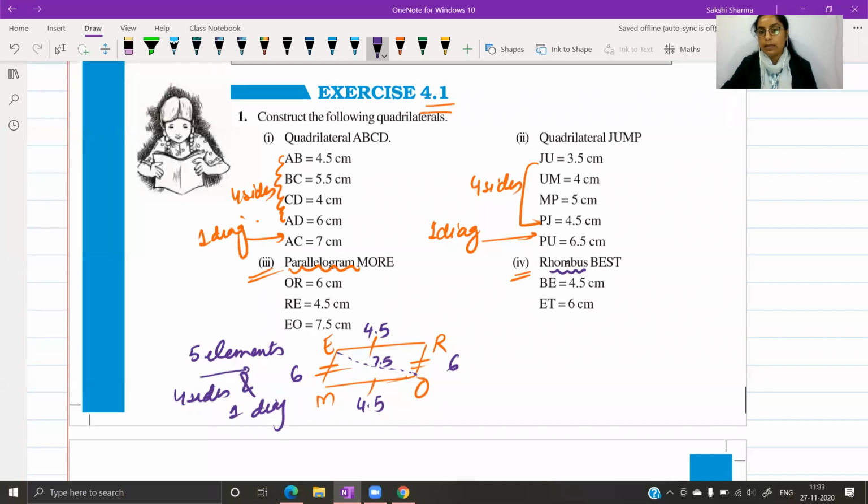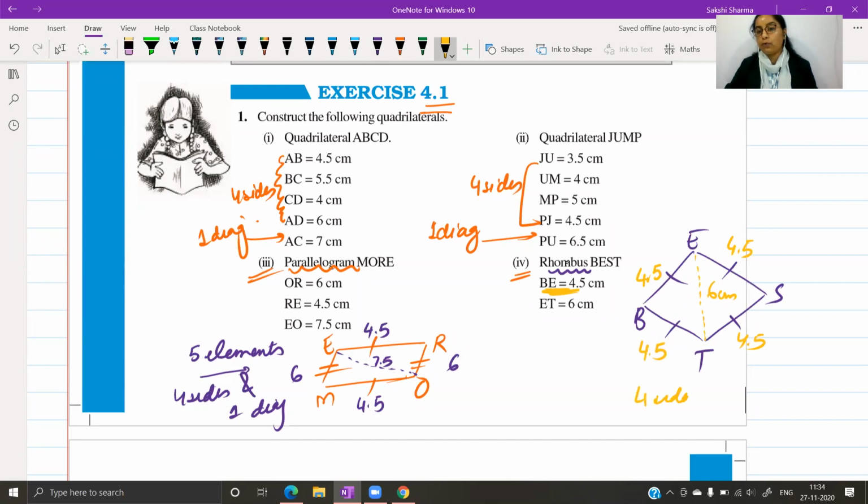Same way, in the last part, you have been given a rhombus. So the property of a rhombus is that all 4 sides are equal. Let's name it BEST and see what's given. I was given BE equals 4.5. That means the other 3 sides will also be 4.5. And ET, this diagonal, is 6 centimeters. Again, I have 4 sides and 1 diagonal.